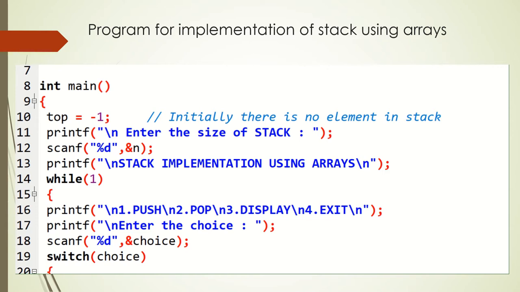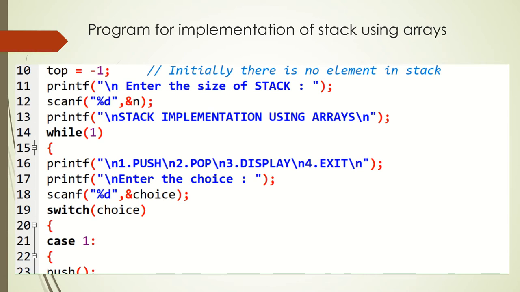printf stack implementation using arrays. Here the stack implementations are push, pop and display. while(1). Here we use a while loop to choose only one choice at a time. printf push, pop, display and exit. printf enter the choice. scanf %d, &choice. Here we are giving the choices to the user, and the user has to choose a choice to implement the stack.